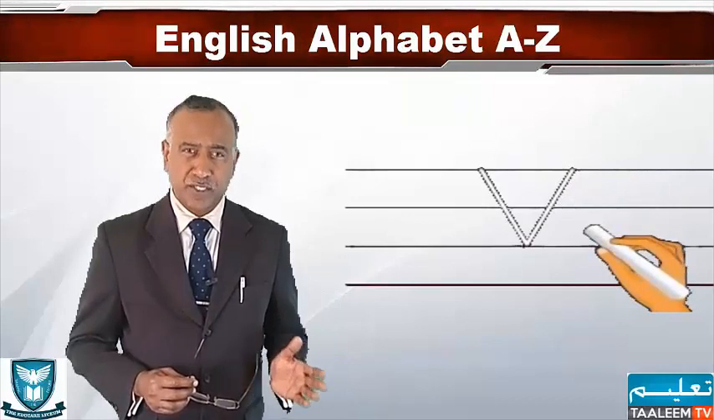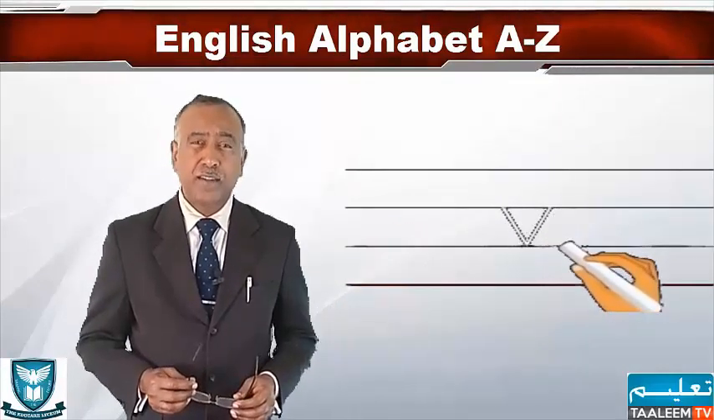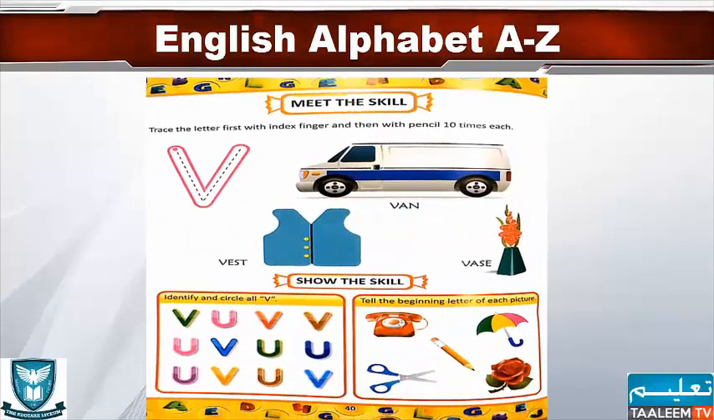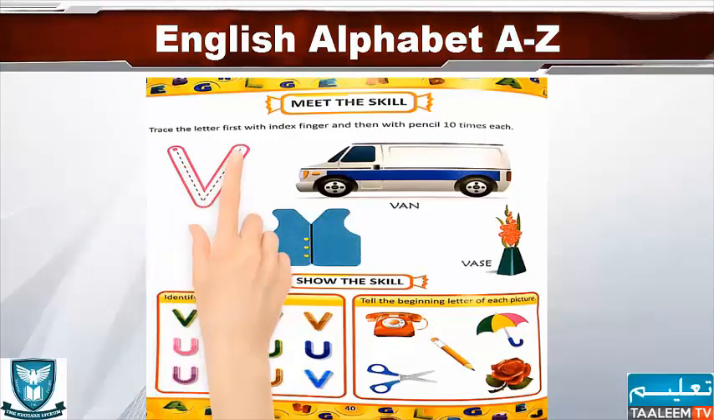For this purpose, we'll use dotted sheet. And this worksheet will help you to write letter V. For example, van, vest, and vase. Good. Now you can write the letter V with the help of your index finger 10 times.